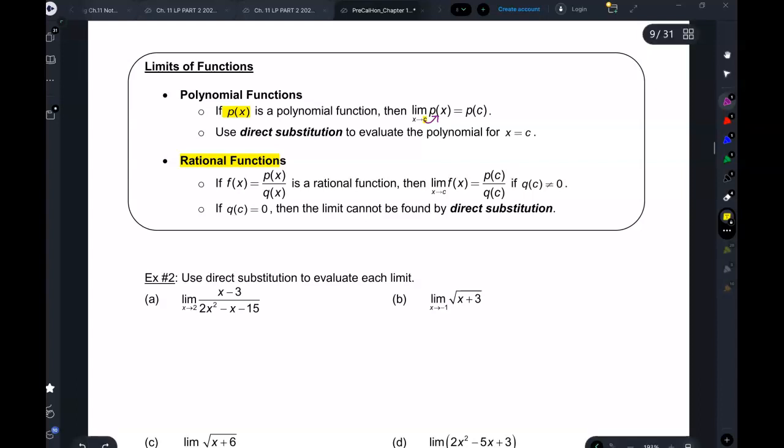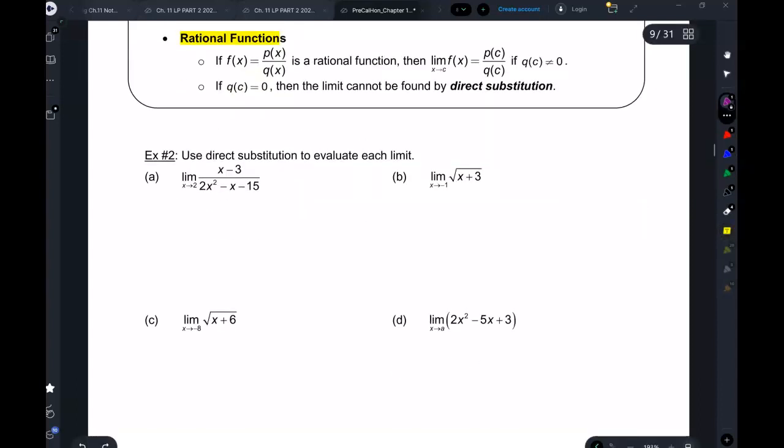Okay, so let's do a couple here. Take a look here. This is my function. I want to find the limit as x approaches 2 of that function. All I do is I take 2 and I substitute it into all of the x's here, right? So what I'm going to get there is 2 minus 3.